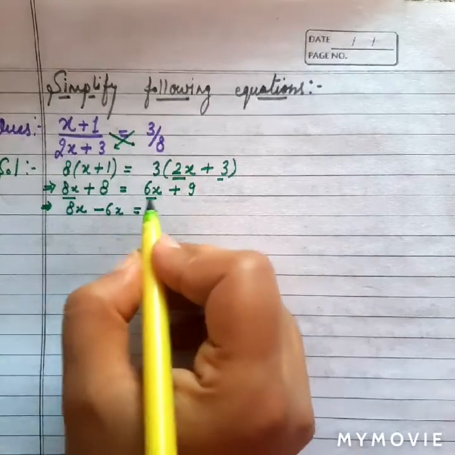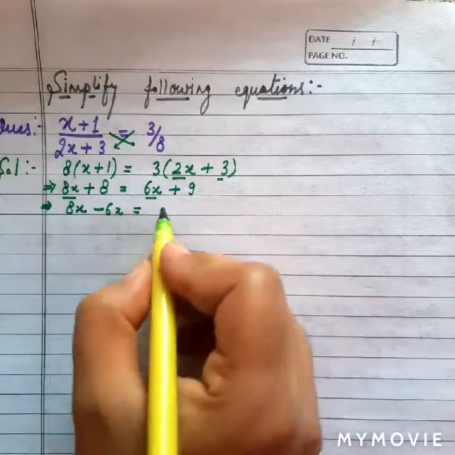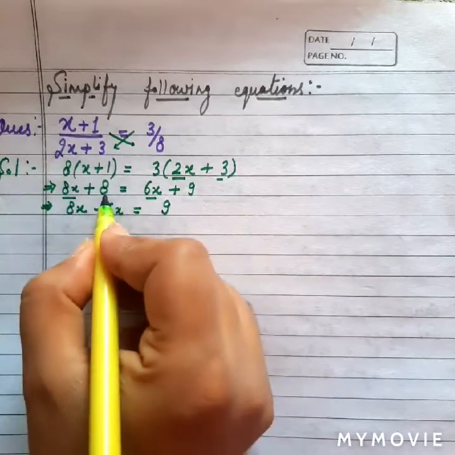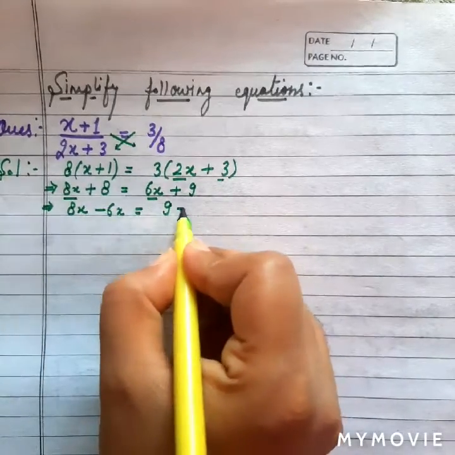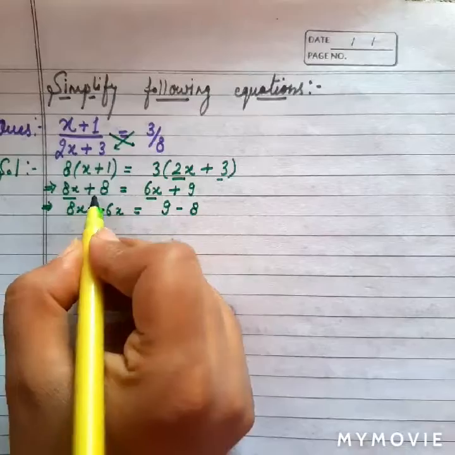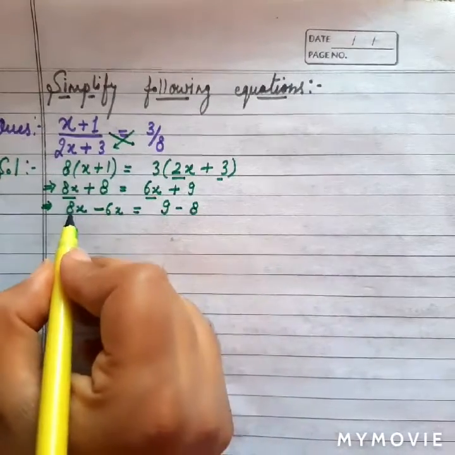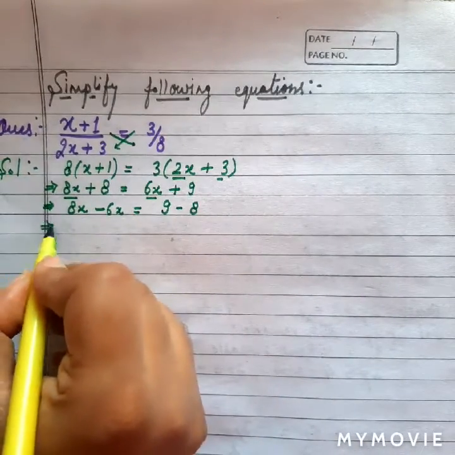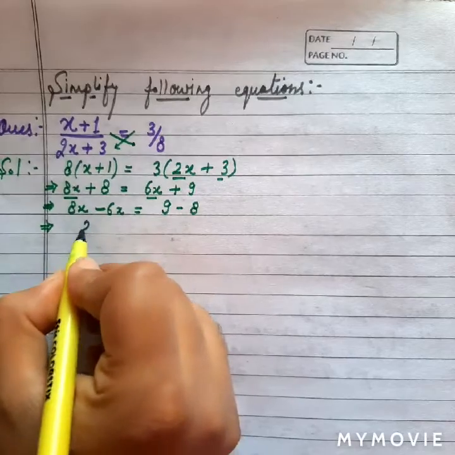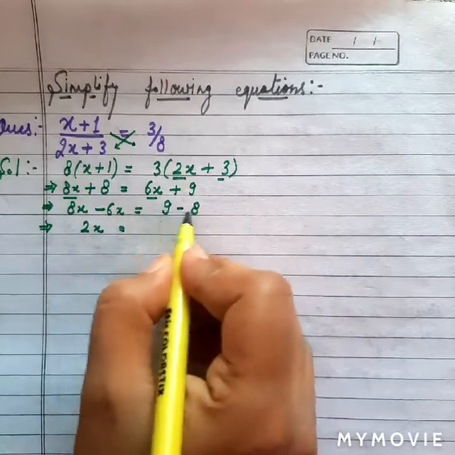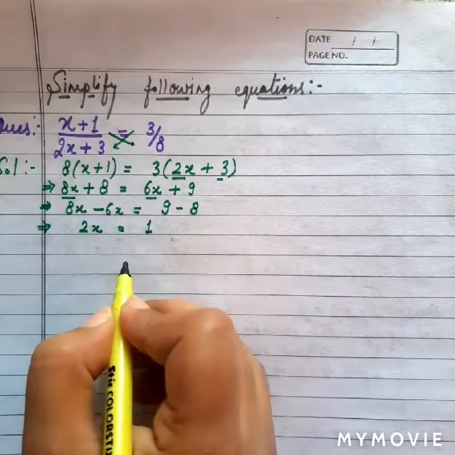And in the same way 8 will be taken on the other side. 9 was already over there. When 8 is taken on that side, it will become minus 8. It was plus 8, it will become minus 8. Now 8x minus 6x, this will be 8 minus 6, 2x is equal to 9 minus 8, 1, right?